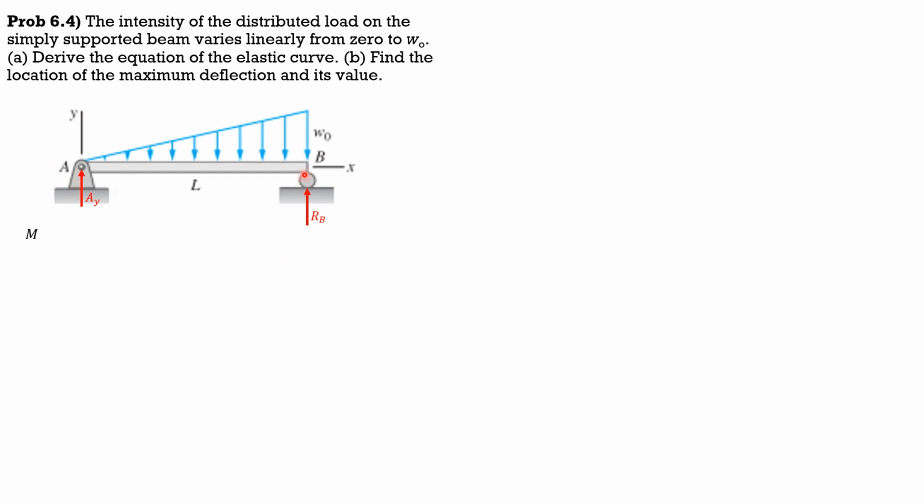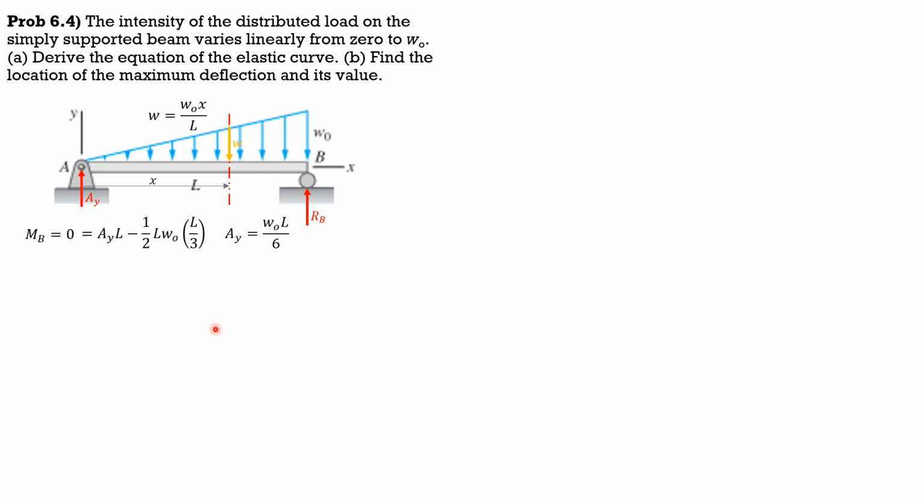So summation moment B is 0. So we have AY times L minus 1/2 of L times WO times L over 3 equals 0. So AY therefore is WOL over 6. So RB is WOL over 3. Then let's section. There's only one sectioning here. So that's X. Then call this W. W is WOX over L. W as to X equals WO as to L. So W is WOX over L.